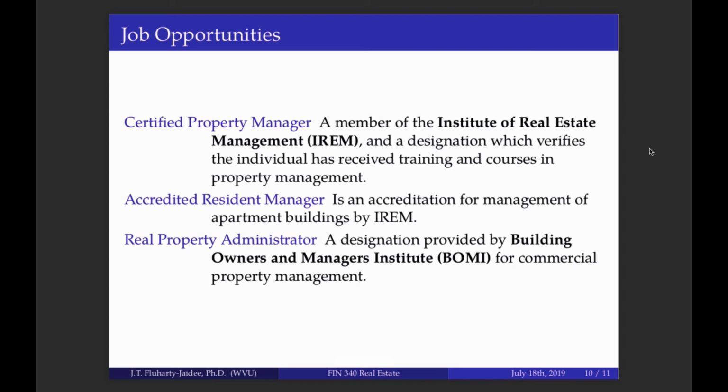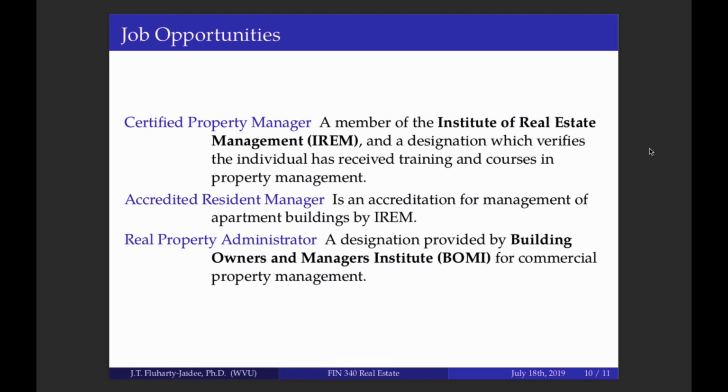In the case of an accredited resident manager, this individual is in charge of managing apartment buildings. So you've got lots of residents in the apartment building. They're going to handle that sort of thing. And this accreditation is also given out by IREM, but again, it's particularly only for the apartment buildings. And then a real property administrator is given out by the Building Owners and Managers Institute, or BOMI, which is for management of commercial real estate property. Okay, so very large property, again, those Walmart sort of deals that we were talking about before. That's a real property administrator.